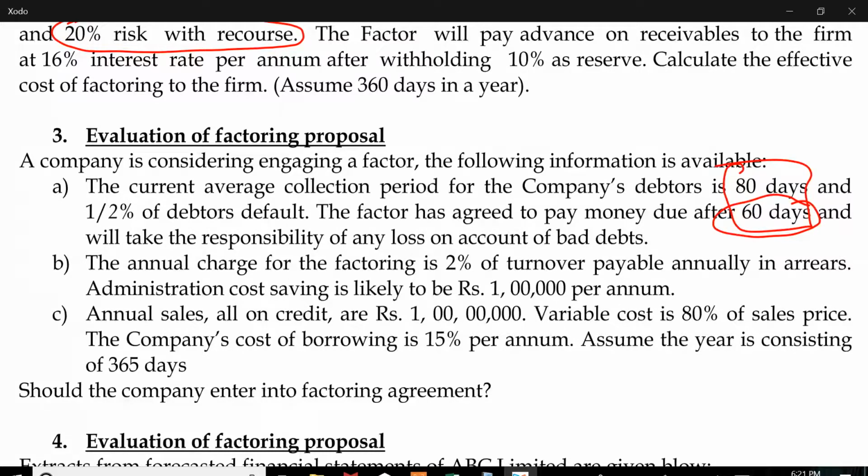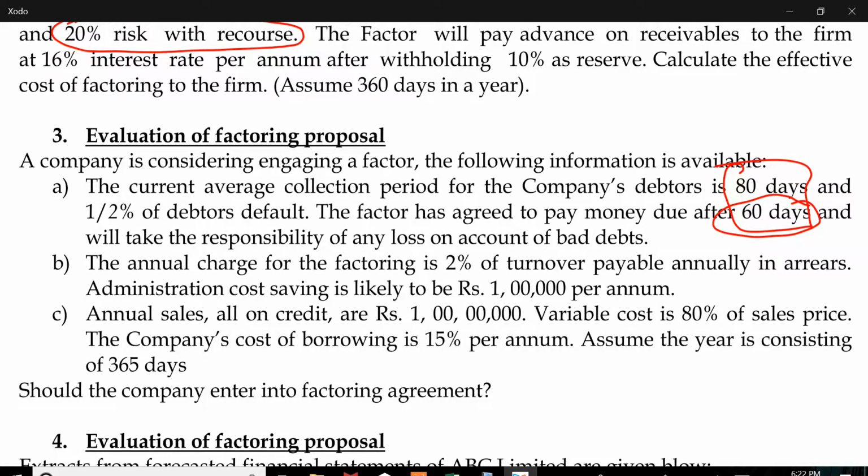Second thing, he will save the bad debt of 0.5%. That's my second saving. Third thing, he will save 1 lakh of administration cost. Against all of this, he will just ask me for this 2% commission. He will help us in saving all of this, and he will say, pay me this factoring charge. You have to pay me this amount. So there is no concept of calculation of amount lent by factor, because factor is not going to lend us money. Clear? Any doubts in this?